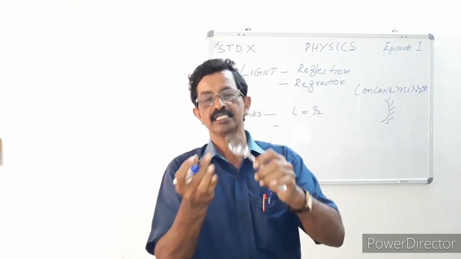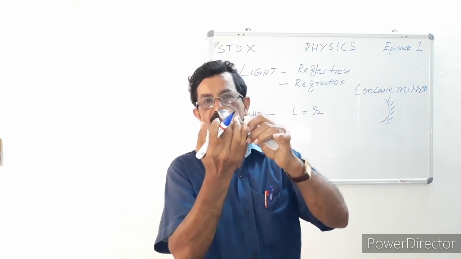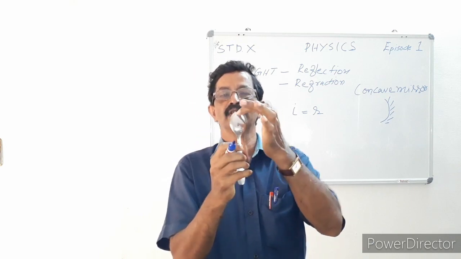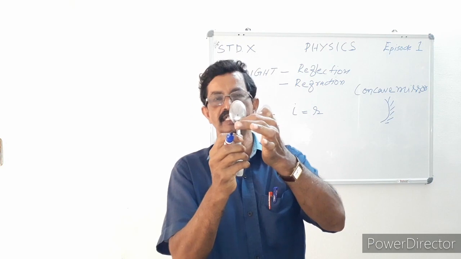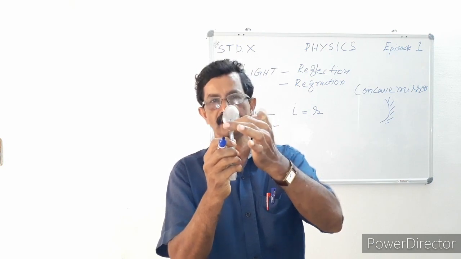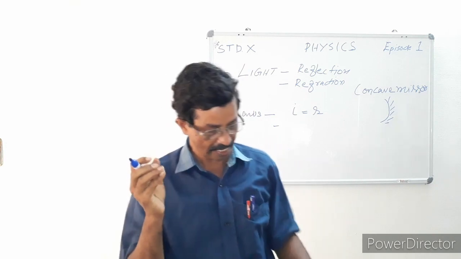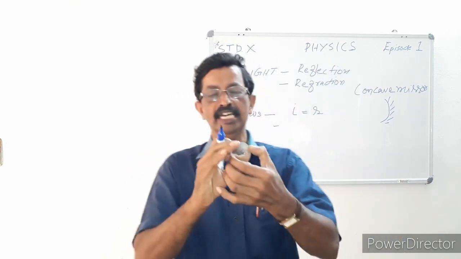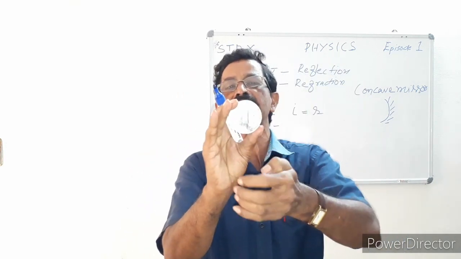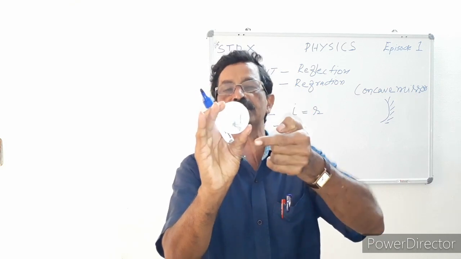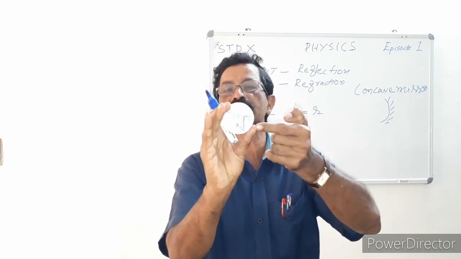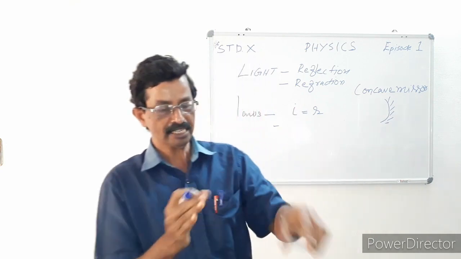And in the spoon, this part. Here, when we touch this side, it is curved outward. This side is curved outward, and this is an example of a convex mirror. See here, it's a reflecting surface curved outwards or bulged outwards, and that is a convex mirror.